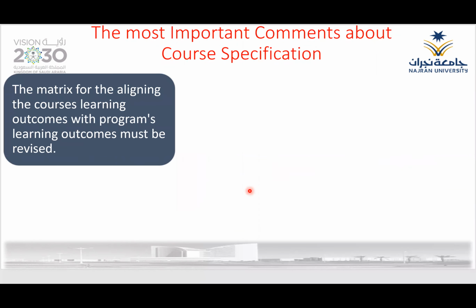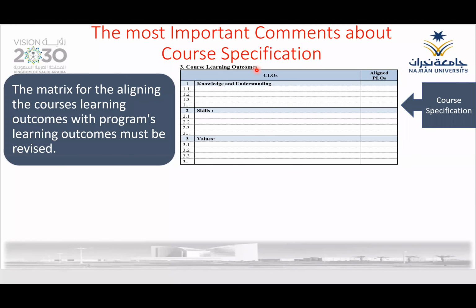Okay, another one, which is very important in the course specification. They said the matrix for aligning the course learning outcomes with the program learning outcomes must be revised. What's the problem? What do they mean? If we remember, in the course specification, section 3 is the course learning outcomes, and we distribute the CLOs based on the knowledge domain here. Either this is the new one, values, or the old one, competencies, it doesn't matter. But they're concerned about the alignment with the PLOs.